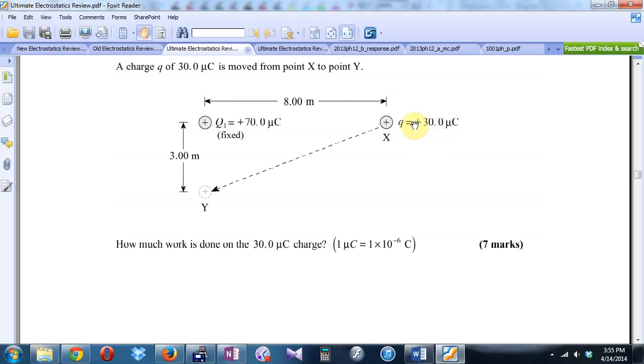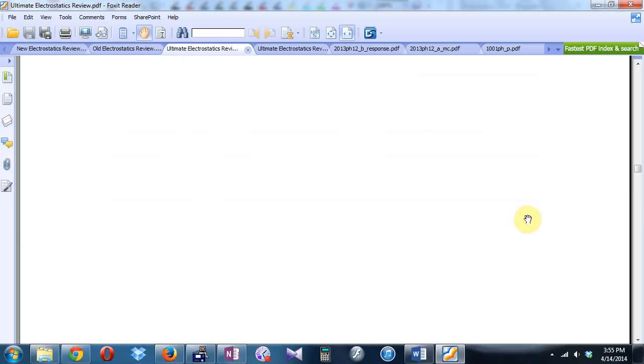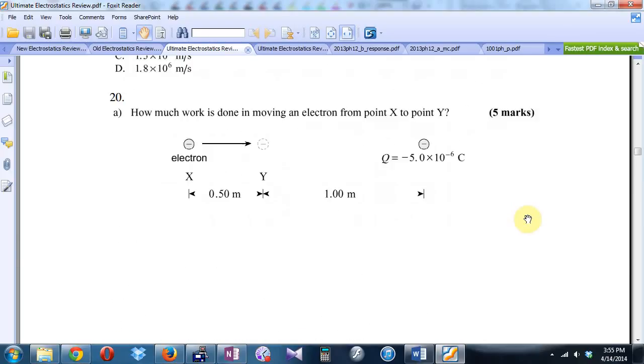That question right there, moving from 8 meters away to 3 meters away, is mathematically, in terms of the physics, identical to this question right here, moving from there to there. Yes, these are in a nice straight line and look less scary, but it's a scalar. Who cares?